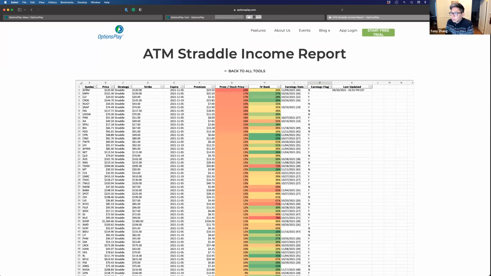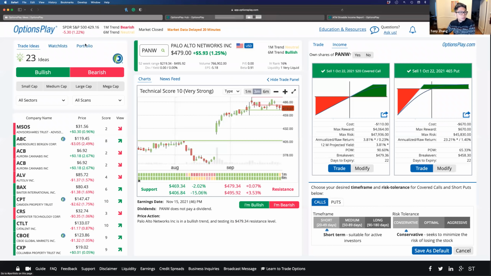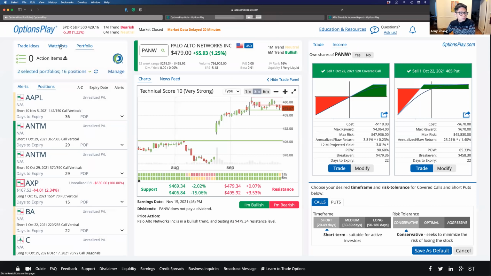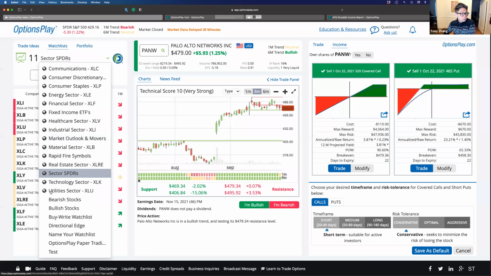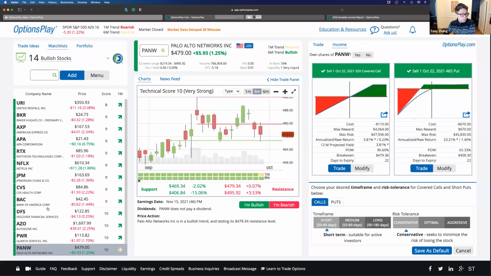On the bullish watch list in OptionsPlay, URI has a green bar on the left, but it's down today. Does the bar color represent the 1 month trend or the technical score? The bar represents the trend. So if we go to watch list, I think you're talking about the bullish stocks list, and you're talking about URI.